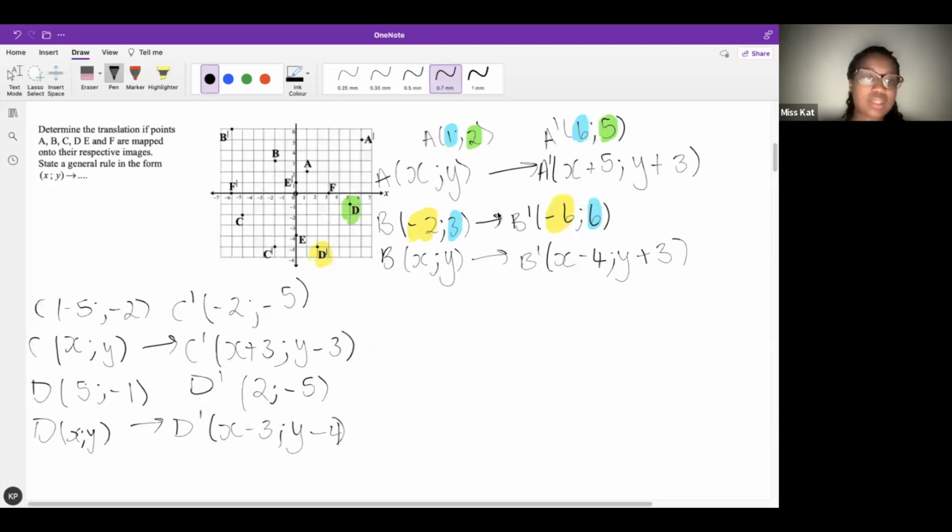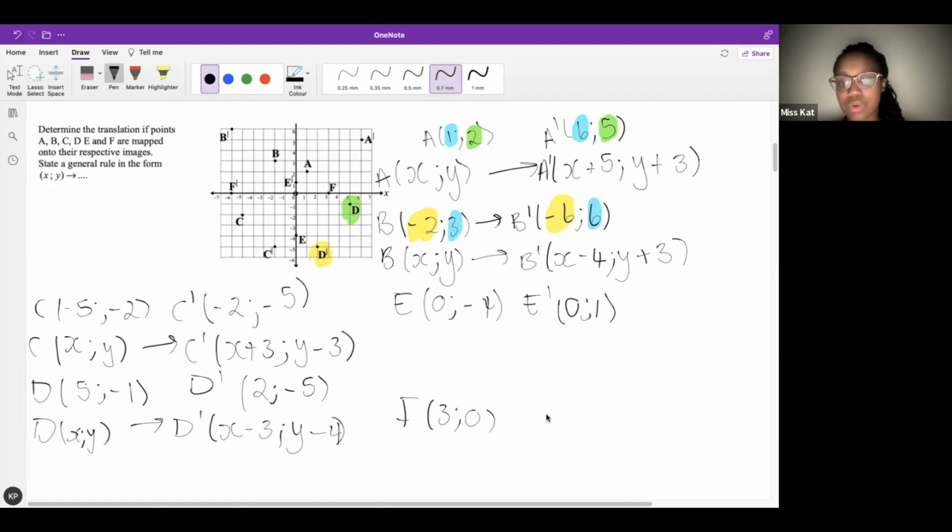Okay, so you guys get this, right? Let's do E and F quickly. Okay. E is down there. So it's 0 and -4. And E prime is up there. So it's 0 and 1. Okay, I'm going to write the coordinates quickly so we can move on. F is 3 and 0, and F prime, -6 and 0. Okay.